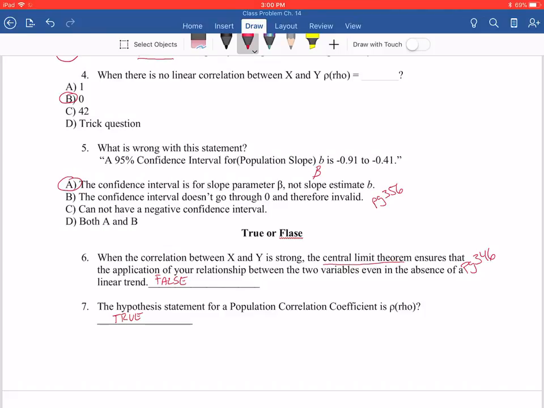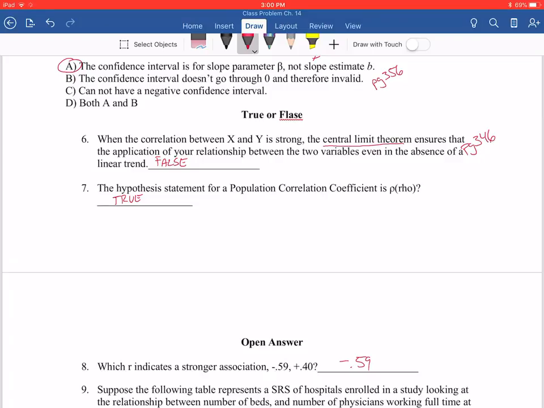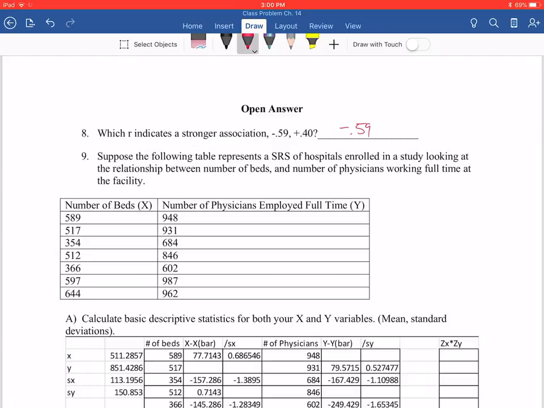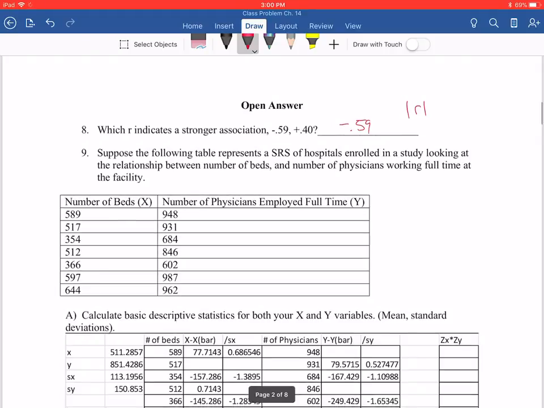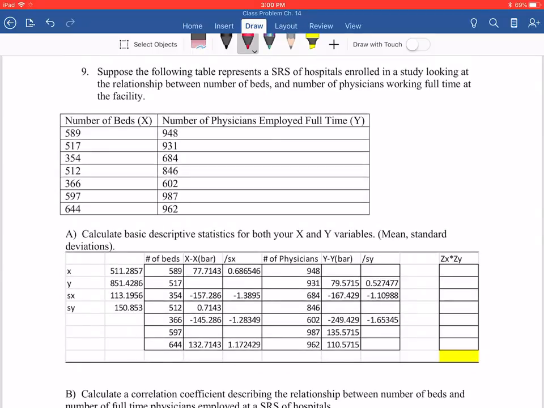When we're talking about the central limit theorem, when it comes to the application of the correlation, it is not applied, therefore this is false. And you can find that on page 346. We do use the correlation coefficient rho when dealing with a hypothesis statement, so that's true. And the open answer, when we deal with R and strength of association, remember R is going to be looked at as an absolute value, and the absolute value of negative 0.59 is a stronger association than the absolute value of positive 0.4. So that's how you answer that one.